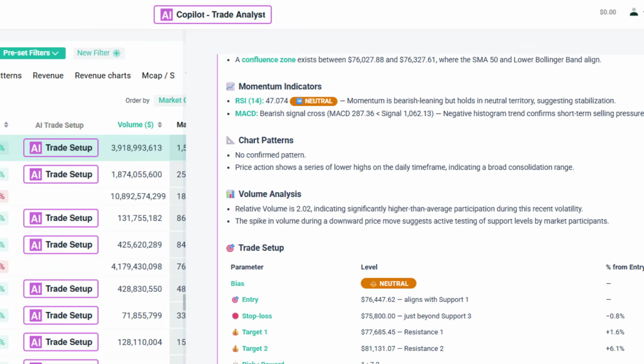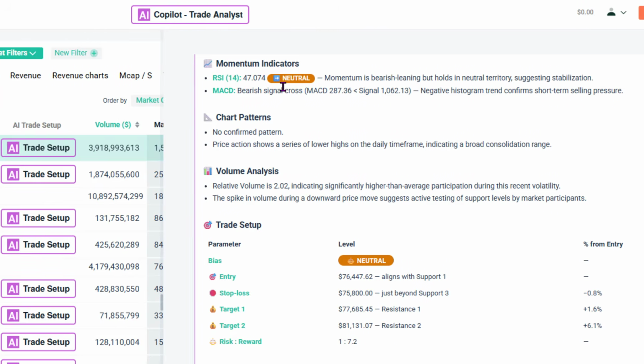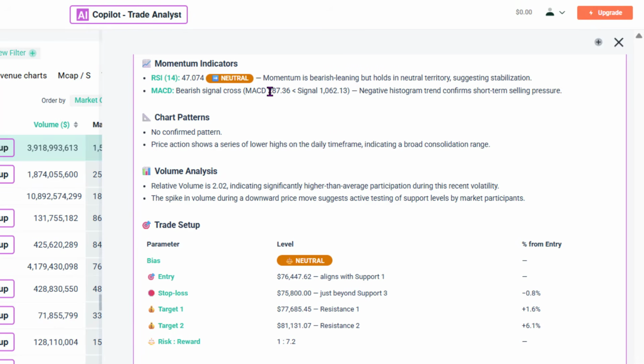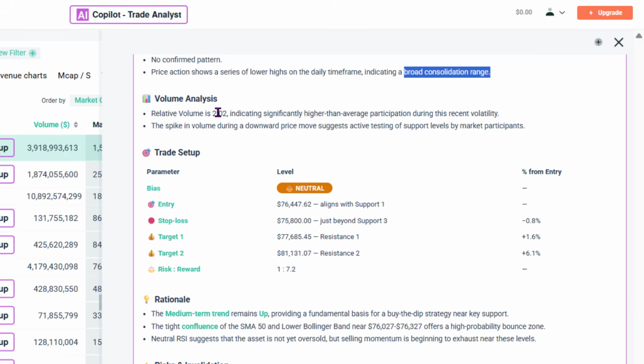So moving on down, it explains what the momentum is right now in terms of RSI, MACD. Also identifies any chart patterns, if there are any. In this case, there are no patterns, but it does show that there's sort of a consolidation range that it's been trading in. Looks at the volume. If there's a relatively high level of volume, that shows that there's a lot of buyers and sellers at that level. And then here comes the trade setup.